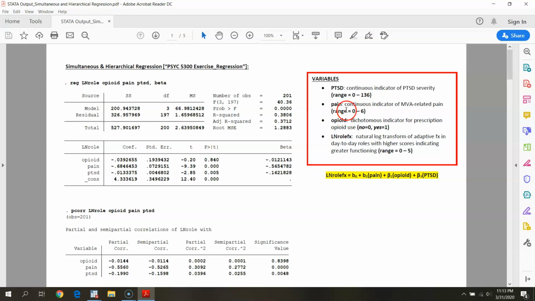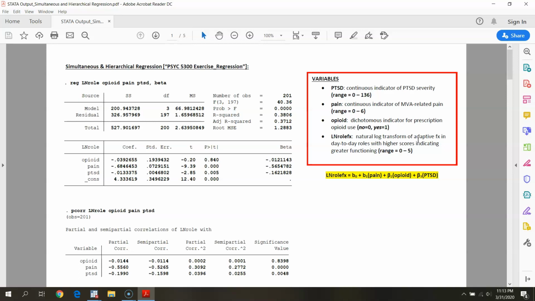Recall that what we've got is a large sample of motor vehicle accident survivors, and what we're looking at is the influence of PTSD, pain, and opiate use as a dichotomous variable, 0, 1, no, yes, on a role functioning variable. So looking at adaptive functioning in day-to-day activities.